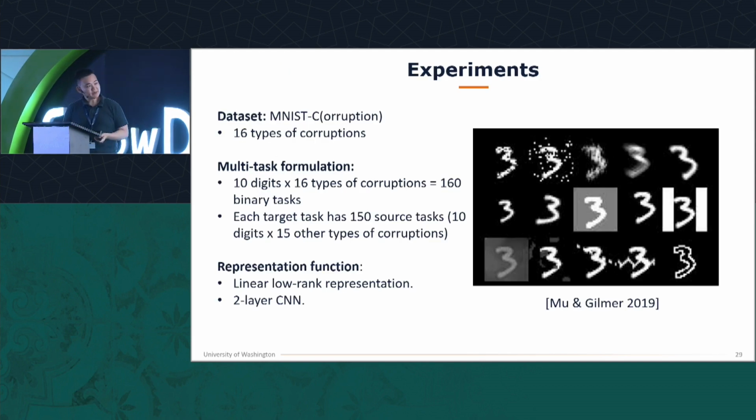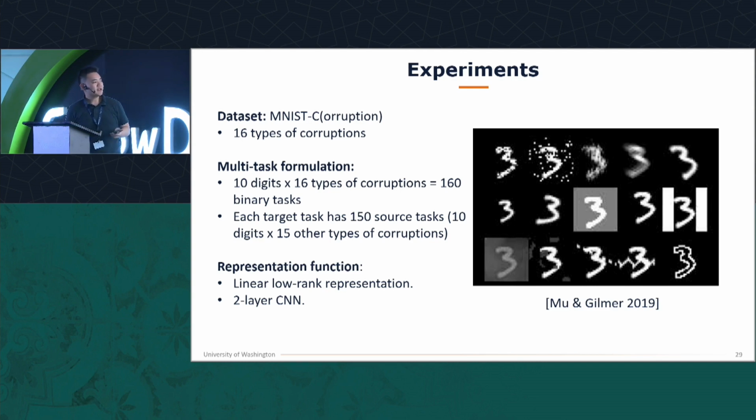All right, so here let me show you some interesting experiments. We compare active learning and passive learning. This is a data set called MNIST corruption. We formulated it as a multitask representation learning setting. Here there are 16 types of corruptions. These are the 15 types, and there's the original image, which is the 16th type, basically no corruption.